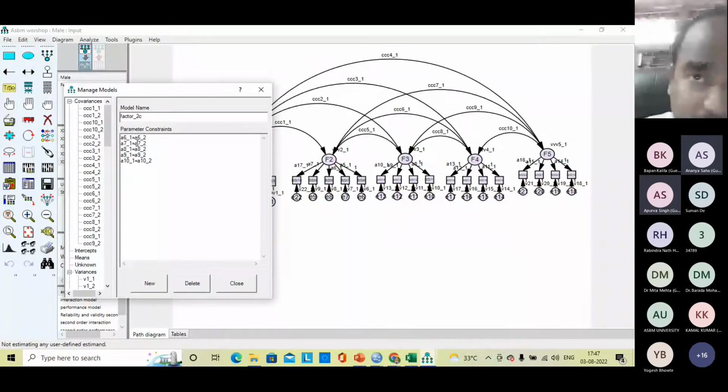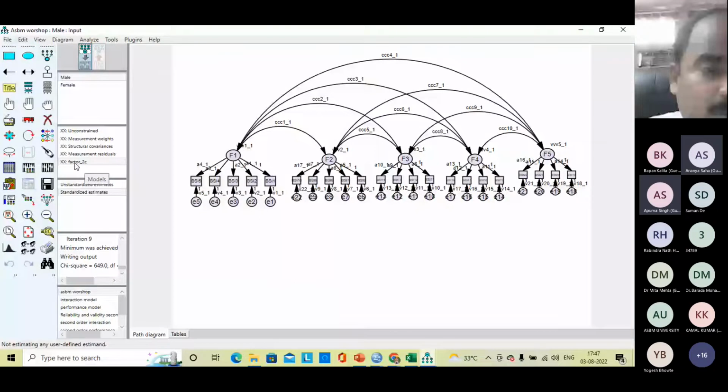Now I have compiled the indicators of factor 2 to be equal for both male and female. I repeat, I compiled in AMOS the 5 indicators that are measuring factor 2 to be equal for both male and female. Now this operation is over. Look at my cursor movement: automatically another option is available for us, factor underscore 2C.